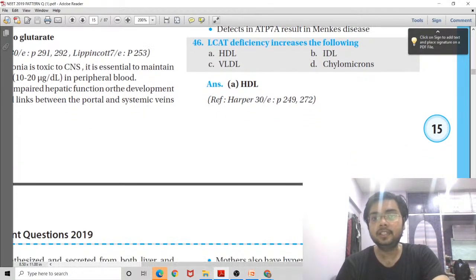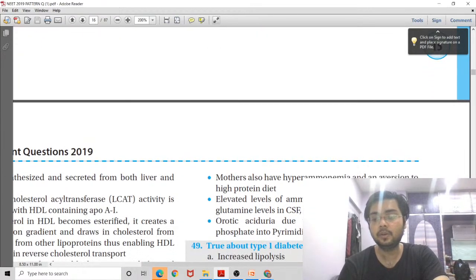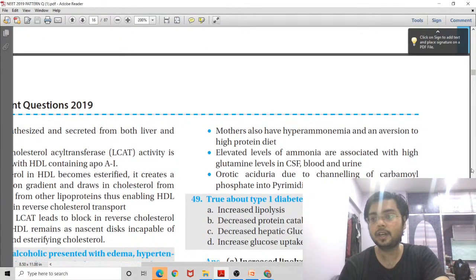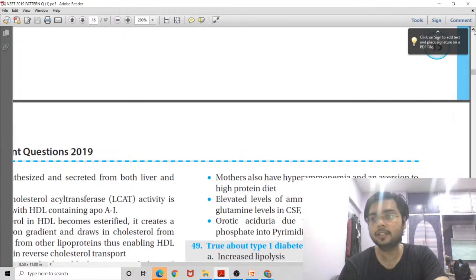LCAT deficiency increases the following. Again from lipids, so lipid metabolism, it occurs due to HDL. Basically if there is LCAT deficiency, it will result in HDL accumulation.